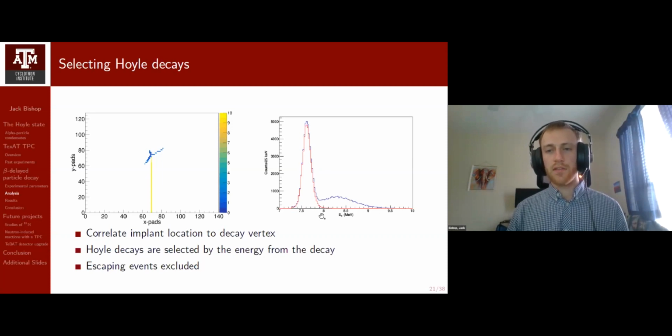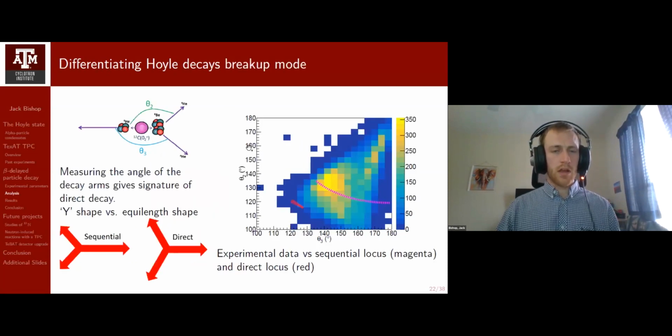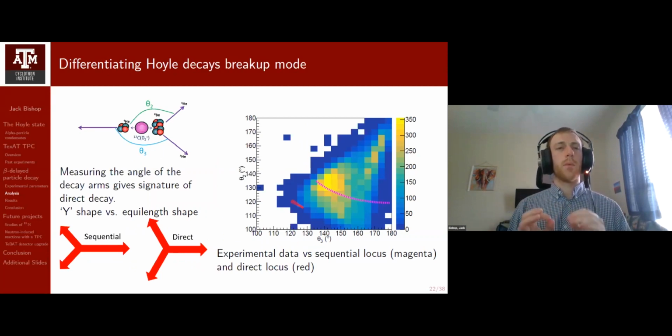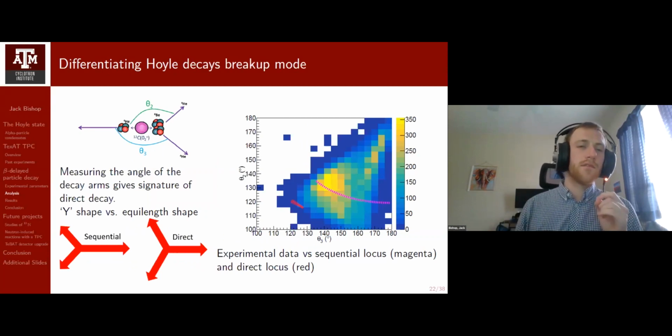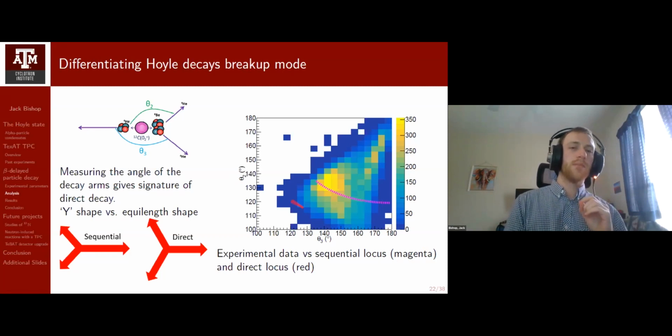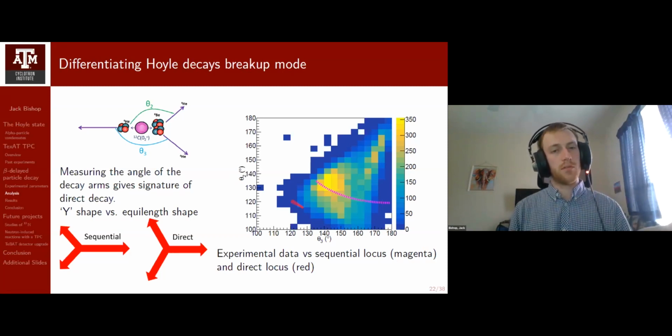And by selecting the right energy and selecting events which don't escape, then we make a really nice selection in red on the Hoyle state. So we've selected our Hoyle state. What we want to do now is work out some way of differentiating between this direct decay component and the sequential decay components.